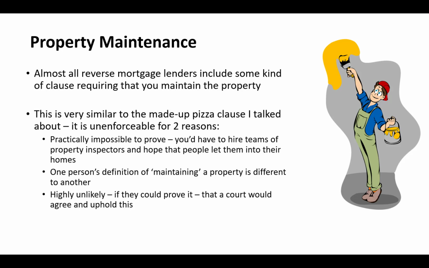And then just like the made up pizza clause I walked you through, if they could somehow get into your home, inspect it, and decide that you hadn't kept your home up to date, they would then have to get a court to uphold this as a reason to foreclose on your mortgage. And as far as I know, that hasn't happened in Canada, and I don't know if it's ever been tested in the legal system. And again, just like the home insurance, what would probably happen is you would get an opportunity to get the home up to scratch before it even got this far.